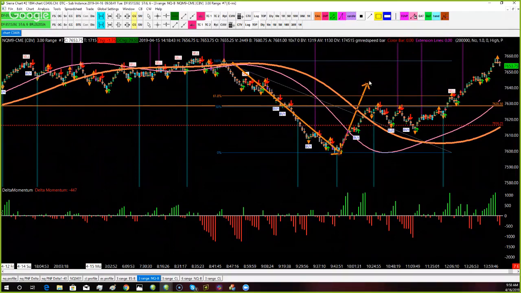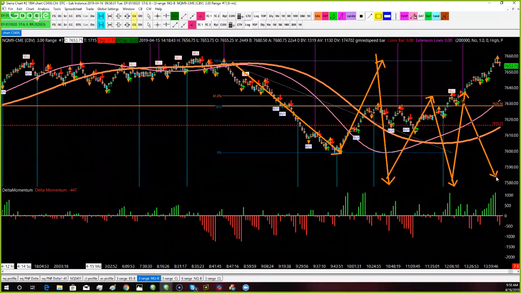Oh, wow, wow, wham. Back to test the low, maybe break it. Back to the mid, and then sell at the end of the day. Or it'll be bam, bam, bam, bam, bam, bury everyone midday and slam it back to the mid at the end of the day, right?